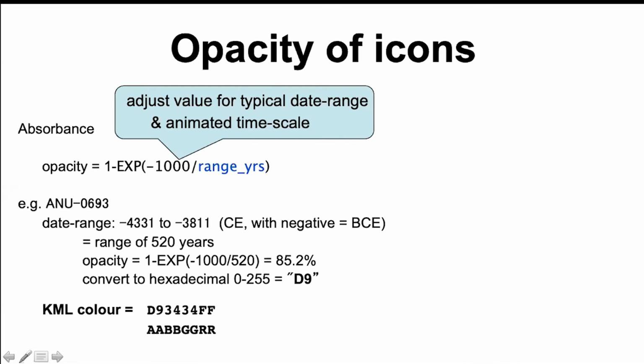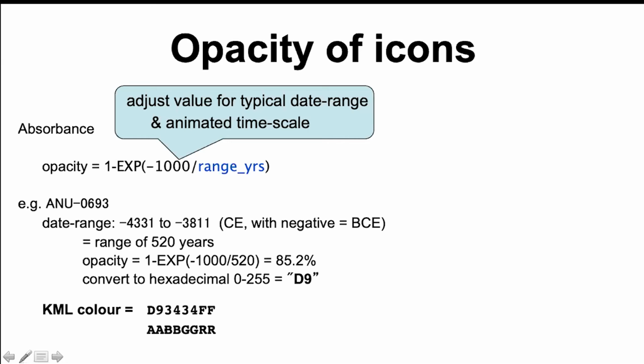So to take one of the dates out of the data set we're working on, this one ANU 0693, that's the range of dates, in plus or minus CE, if that makes sense. So that's a range of 520 years. Put it into here, and you get an opacity of 85.2%. Then you have to convert that, for the sake of KML, to a hexadecimal number between 0 and 255. It comes out as D9. So that's what the KML color looks like.